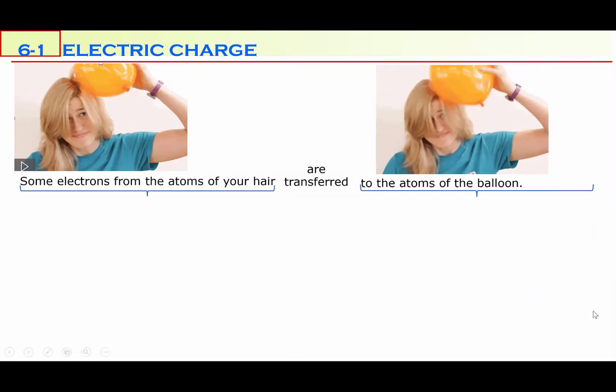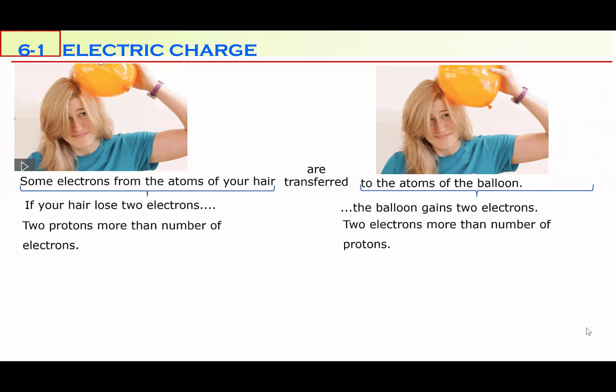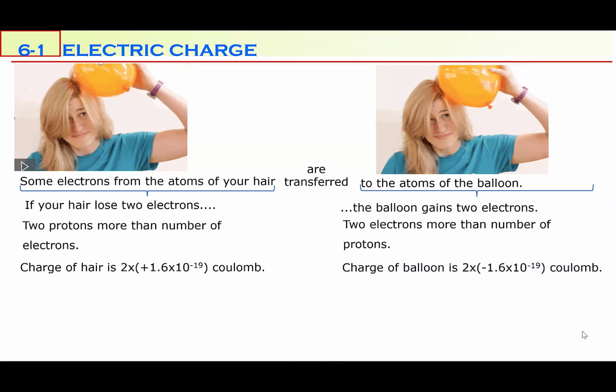What if not one electron is transferred from your hair to the balloon? If 2 electrons are lost by your hair, these 2 electrons will be gained by the balloon. Your hair has 2 more protons than electrons, and the balloon has 2 more electrons than protons. In this case, the charge of the hair becomes 2 times 1.6 times 10 to the power negative 19. The charge on the balloon becomes 2 times negative 1.6 times 10 to the power negative 19, because the number of additional protons on your hair is 2 and the number of excess electrons on your balloon is 2.